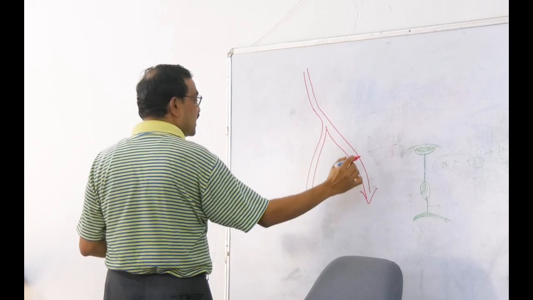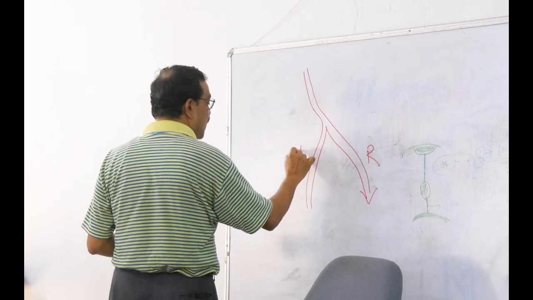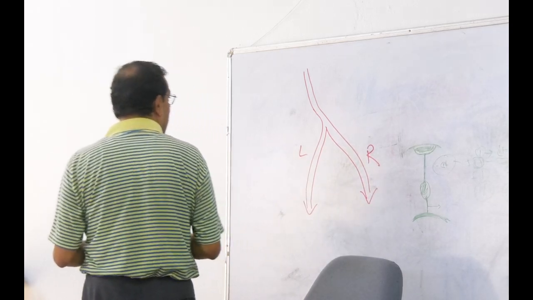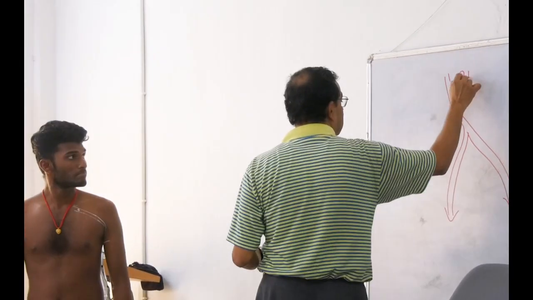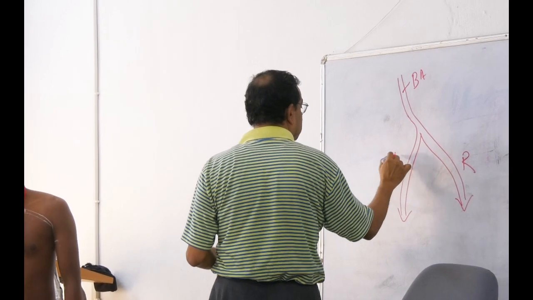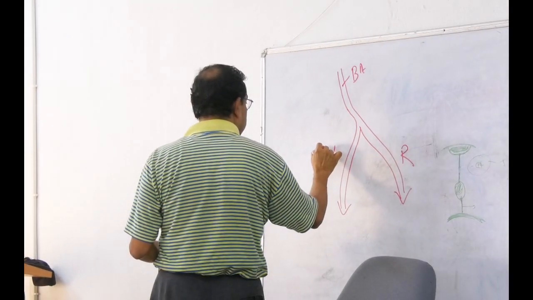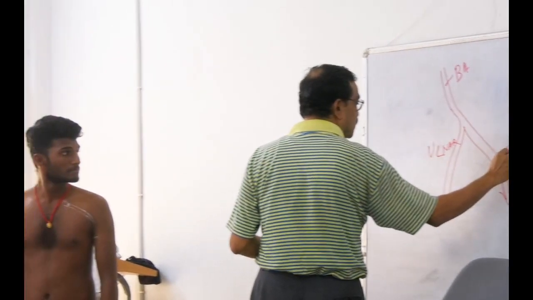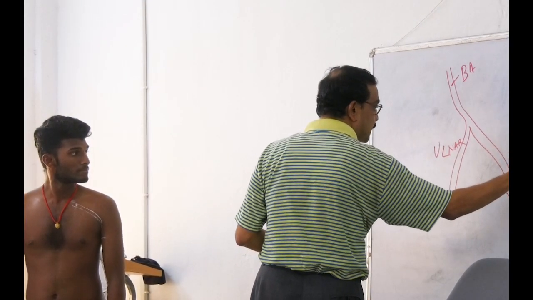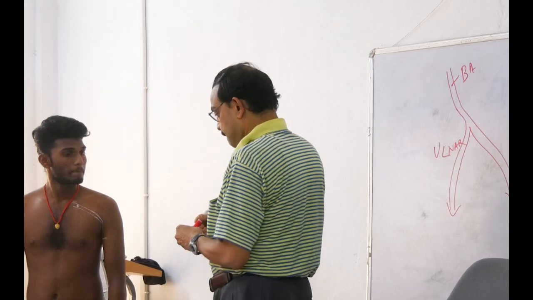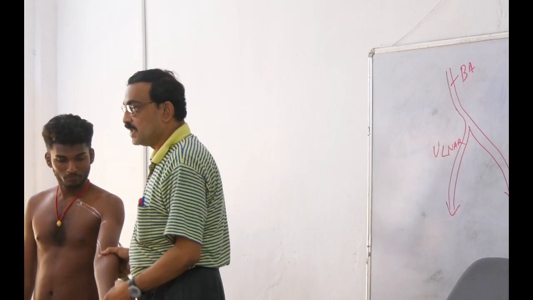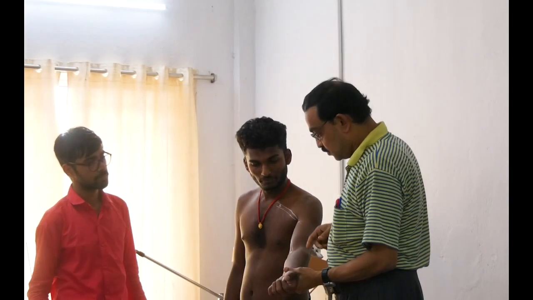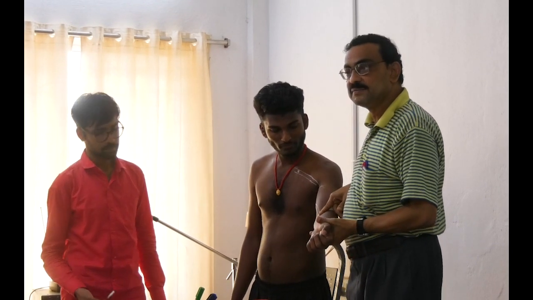On the lateral side, this is the radial. On the medial side, this is the ulnar. This is the radial artery. Okay. The left arm, left forearm. Okay. So first point is already given.